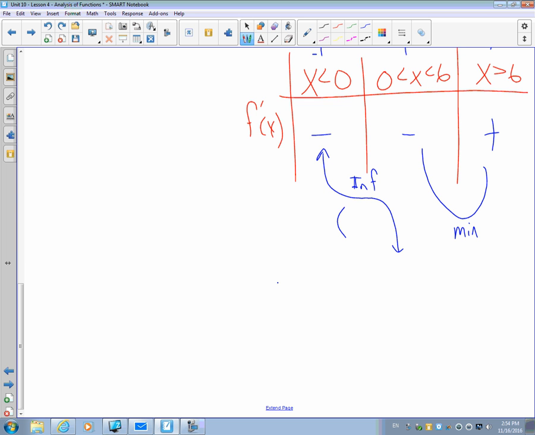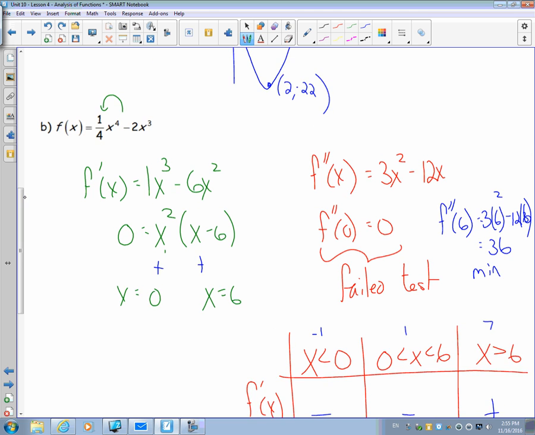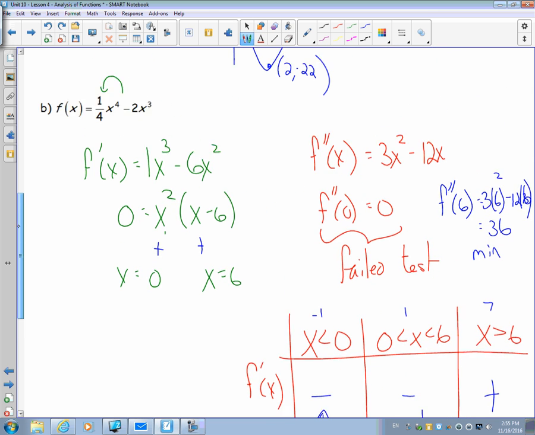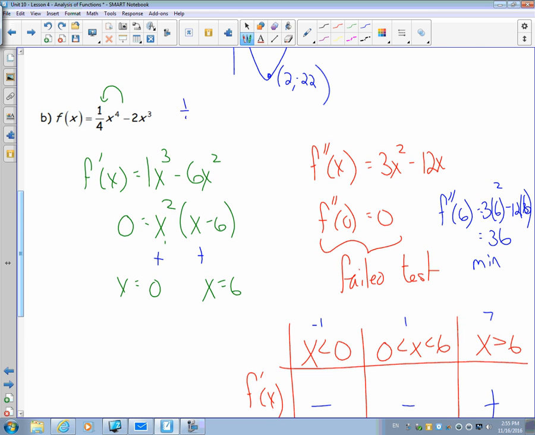And if I want to figure out the coordinates of those, right, we've got min at 6, inflection at 0. We go back to our original equation. If I put 0 in there, that's kind of nice, right? We get 0 minus 0, which is 0. And if we put 6 back into our original equation, 1/4 times 6 to the 4 minus 2 times 6 cubed. If we put 6 in there, you should end up with, I believe, -108.